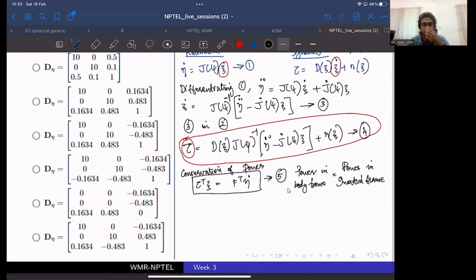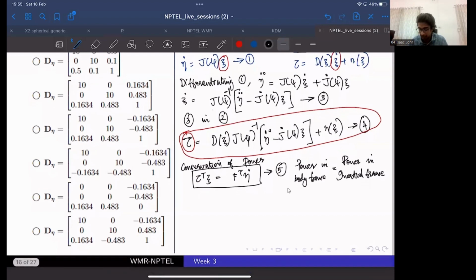Power is simply a scalar quantity. Tau transpose zeta is simply a dot product of the tau vector and the zeta vector, and F transpose eta dot is simply equivalent to the dot product of F and eta dot. Since power is conserved, power doesn't change if you are simply transposing it from one frame to another. So power in the body frame is equal to the power in the fixed or inertial frame. It doesn't change regardless of what frame you are expressing it in.